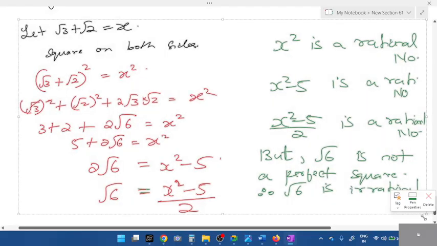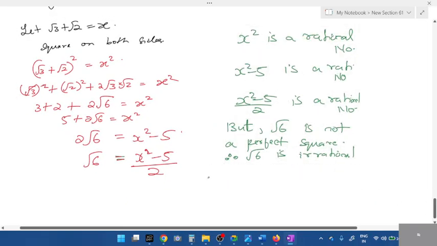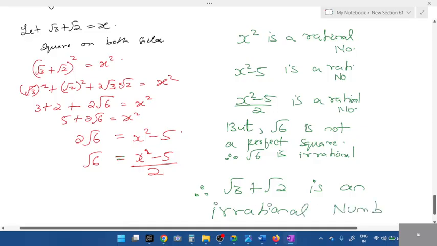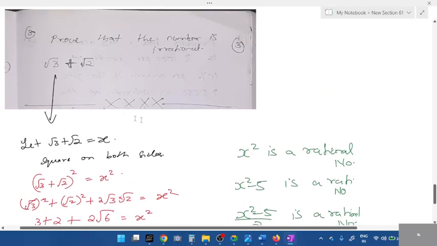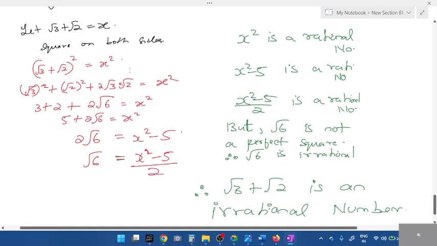Therefore, the entire value, students, this is the statement, a 3 marks question. This is the statement you have to write. Therefore, final answer: root 3 plus root 2 is an irrational number. Understood how to solve and write the statement, both of you? Okay, complete. The question is: prove that the number is irrational. They'll give you a number and ask you to prove it. This is how you have to solve.